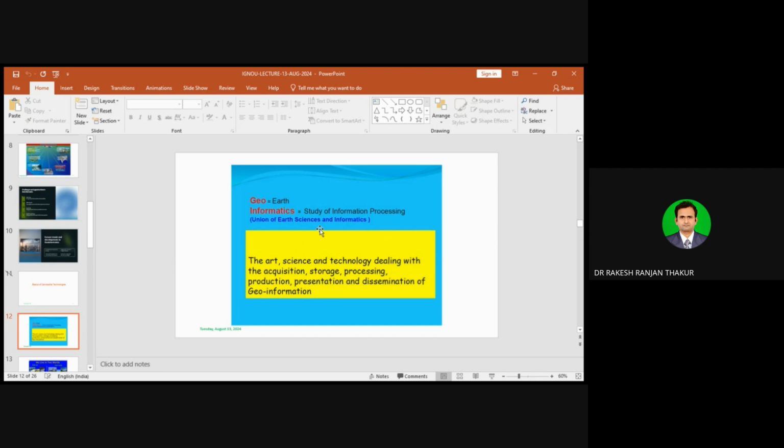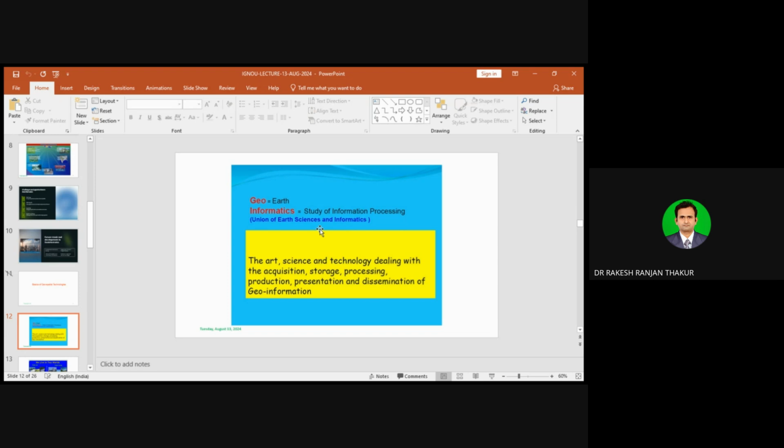In geo it's all about the earth, and informatics is about the information, which we study and process. So geoinformation is an art, science, and technology that deals with the acquisition of data, how to store it, how to process it, what type of production there is, how to present or visualize the data, and also, very importantly, the dissemination of geoinformation.